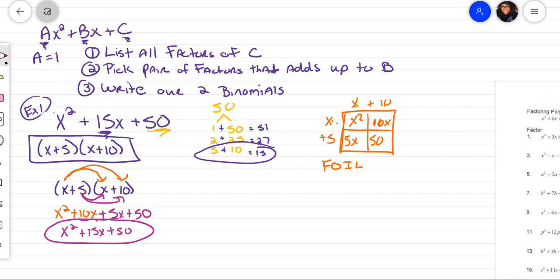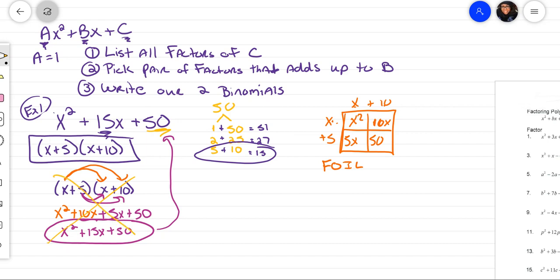So that is my answer. And as you notice, that's what I started with, so I know that I factored it correctly. Again, it's not a required step to check, but if you wanted to do it, just to make sure you got the right answer, it would be relatively easy to check that.